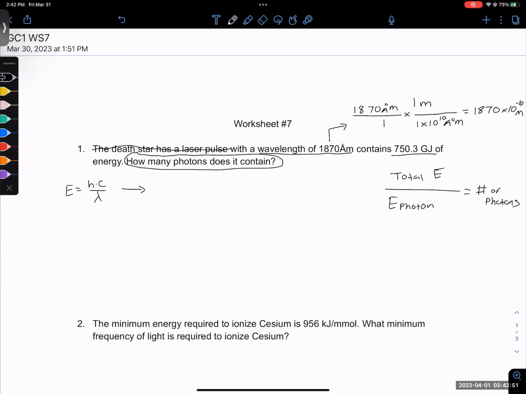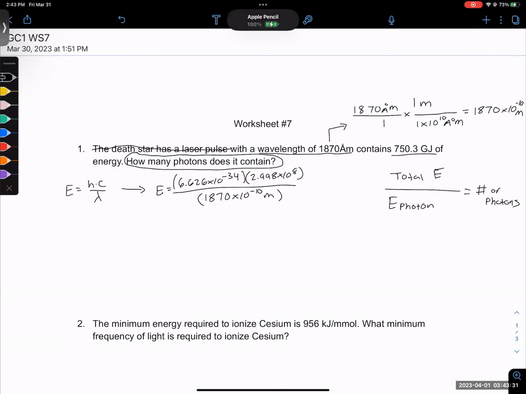All right, so if we put that into our equation, we'll get the energy of a photon is equal to Planck's constant, 6.626 times 10 to the negative 34, which is a constant we need to know. We need to memorize that. And then 2.998 times 10 to the 8th, which is the speed of light, which is another constant we need to memorize, divided by the wavelength. So 1870 times 10 to the minus 10 meters.